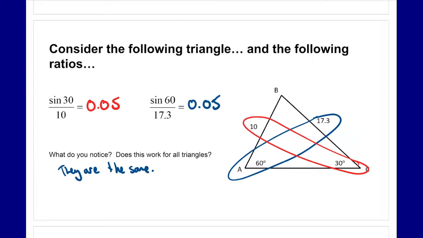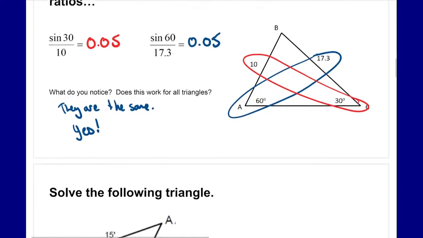And does this work for all triangles? Yes. Because again, that's what the sine law is. This is what the sine law is saying. The ratio of the angle and its side is equal to the ratio of the other angle and its side. So it is a property of these triangles. That's how this law kind of works.